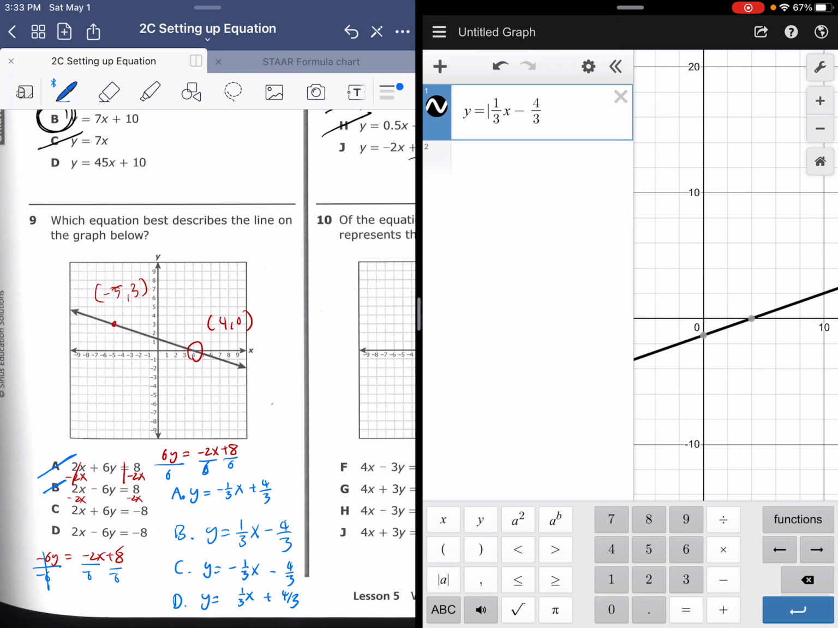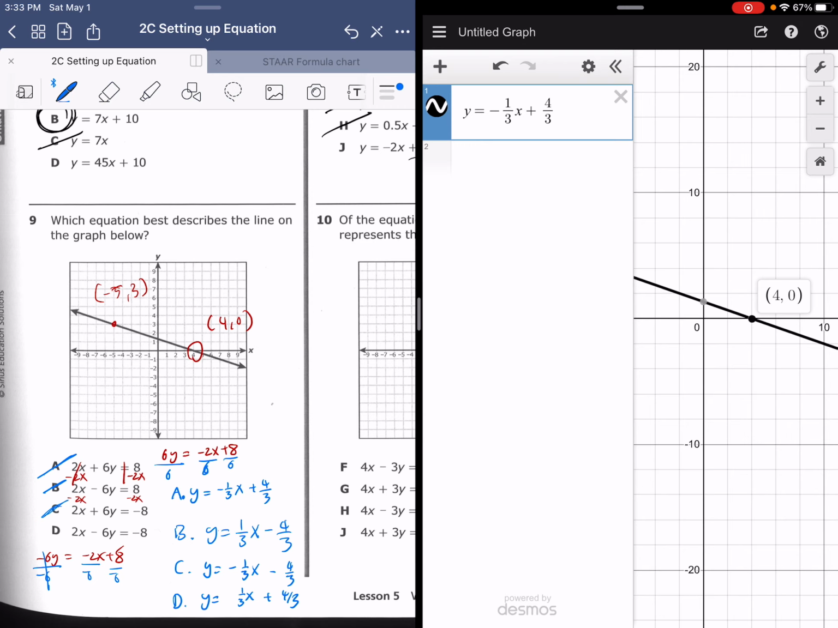Let's do the third one. Negative 1/3 x minus 4/3. Oh, see, it's not true. By the way, I made a mistake. That one should be positive. So yeah, the answer should be A. I graphed A wrong. I'm sorry. Yep, because it has an x-intercept of (4, 0). And this one looks the same.